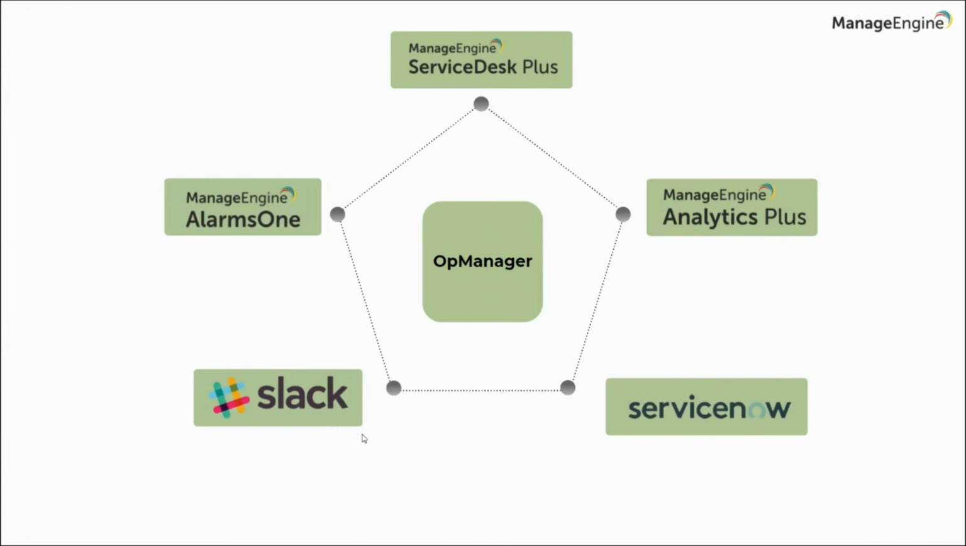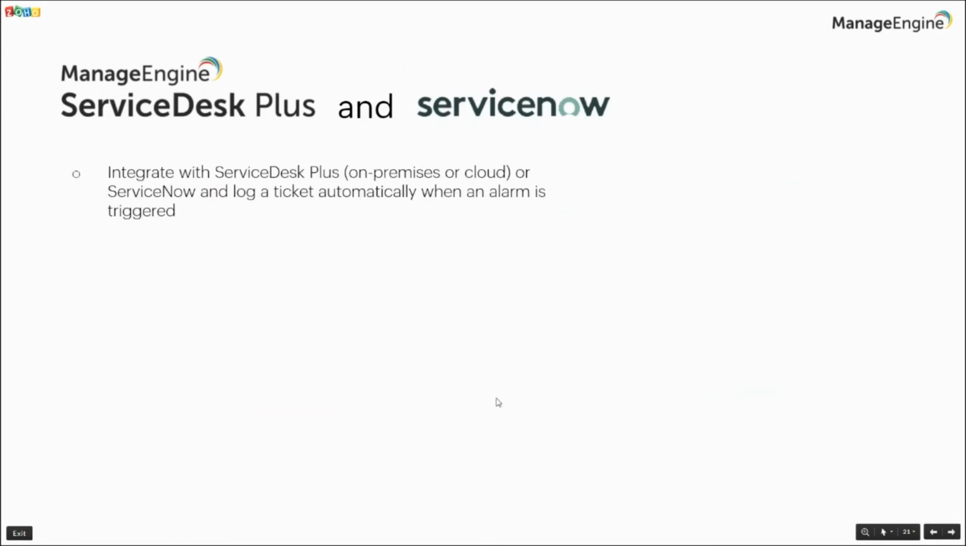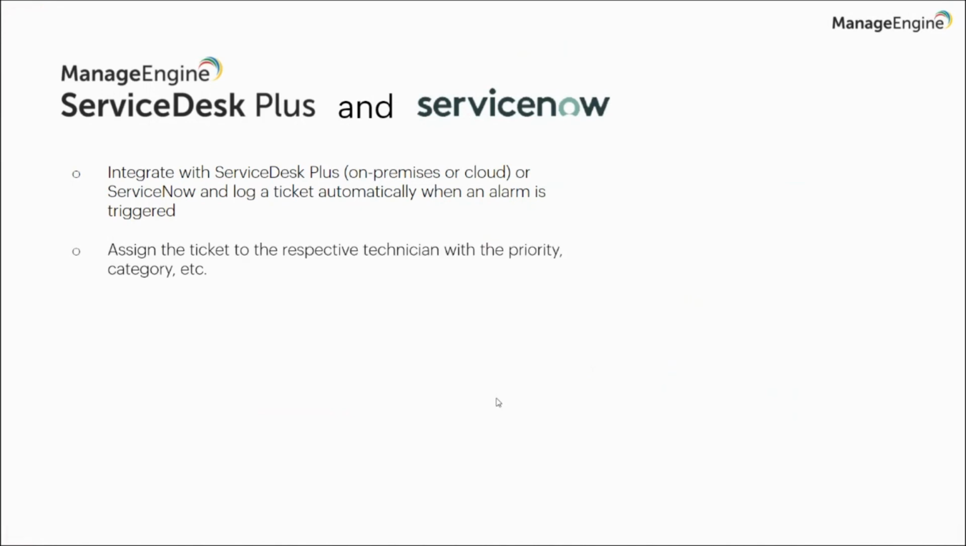We can integrate it with Analytics Plus, ServiceNow, Slack, Alarms One, and so on. Here we are going to see various options for integrating with Service Desk and ServiceNow. You can integrate with Service Desk Plus on-prem or cloud, or ServiceNow, for logging ticket automation when an alarm is triggered, and you can assign tickets to the respective technicians with priority, category, and so on. The tickets will get closed if the alarm is cleared from the product directly. And you also have the facility to sync assets between OpManager and the ticketing tool in your environment.